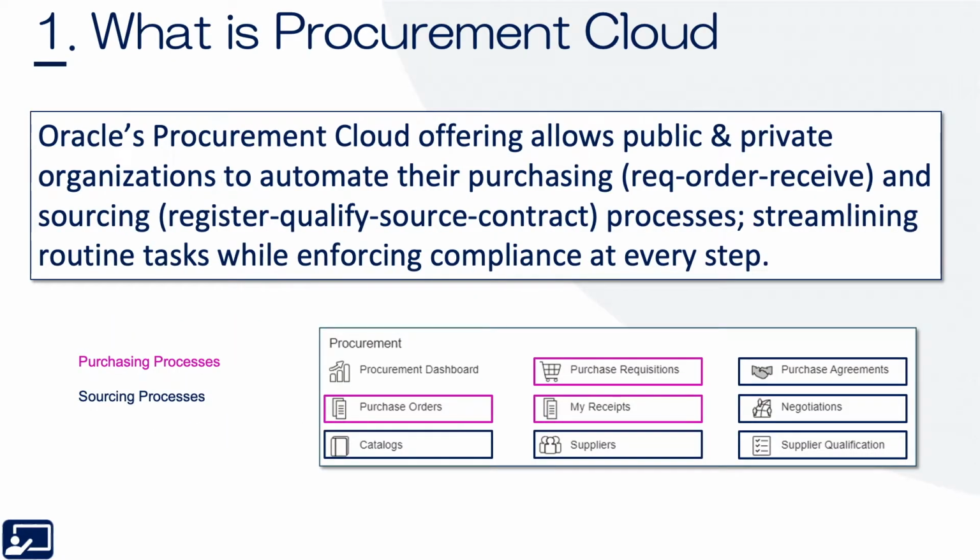First topic, what is Procurement Cloud? Oracle's Procurement Cloud offering allows public and private organizations to automate their purchasing (req, order, receive, and agree) and sourcing (register, qualify, source, and contract) processes, streamlining routine tasks while enforcing compliance at every step. So you can see down here, I again have separated the purchasing processes, highlighted in fuchsia, from the sourcing processes, highlighted in blue.